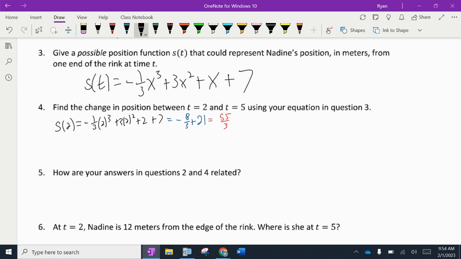What did I just do right here? Well, at 2 seconds, Nadine's position relative to an origin, a starting point, is 55/3 meters to the right. So at 2 seconds, that's where she's at.